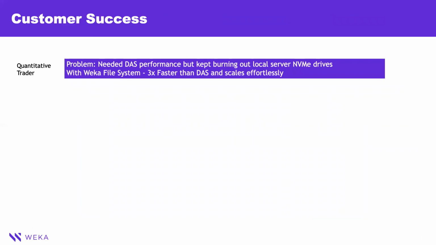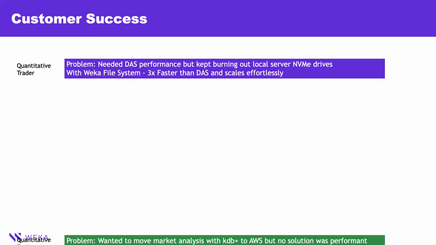We have a quantitative trader whose problem was they needed direct attach performance, but kept burning out their local server NVMe drives, as an example of that local storage example I gave you earlier. With the Weka file system, they've proven to be 3 times faster than direct attach, and it scales effortlessly. Much of that performance improvement came from the fact that their overall wall clock time has reduced, as opposed to just how fast the data is running locally inside the server.